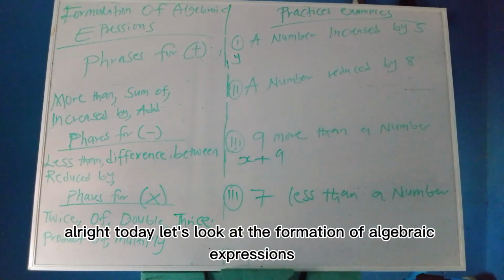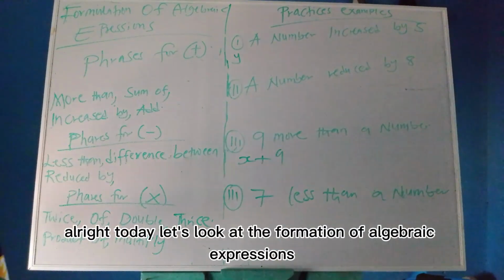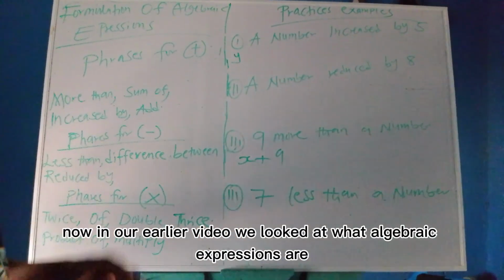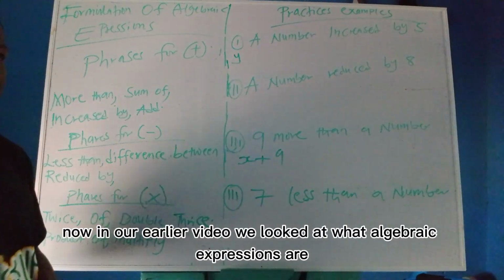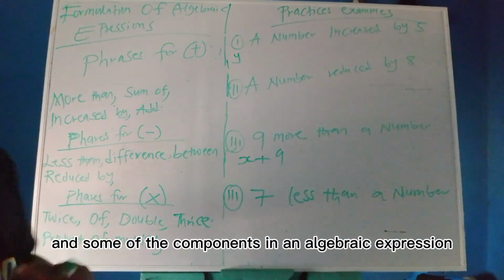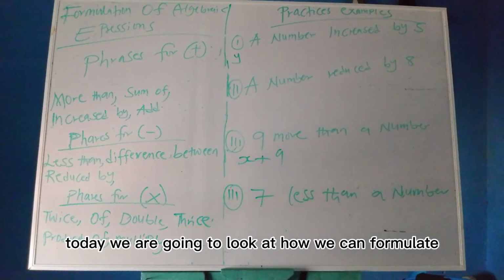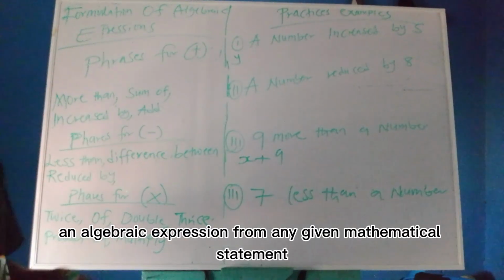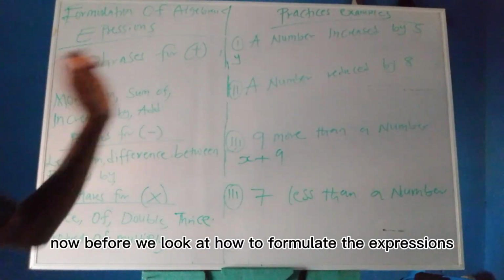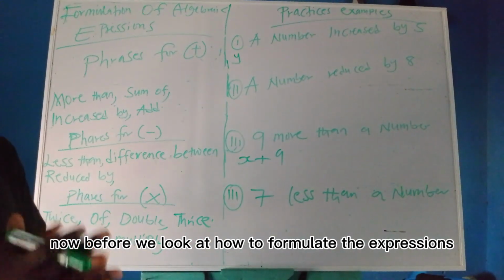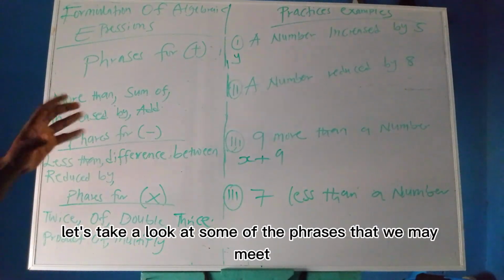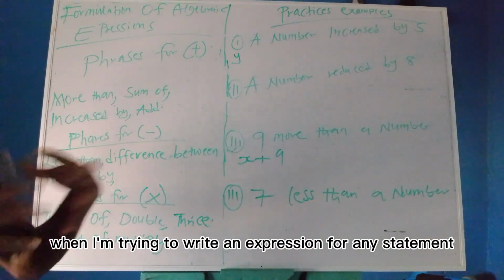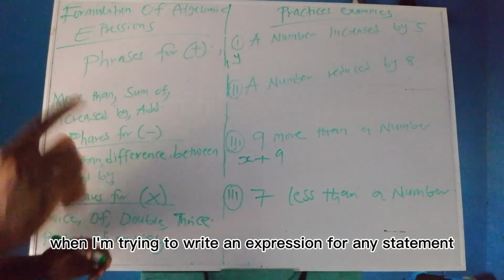All right. Today, let's look at the formulation of algebraic expressions. Now, in our earlier video, we looked at what algebraic expressions are and some of the components in an algebraic expression. Today, we are going to look at how we can formulate an algebraic expression from any given mathematical statement. Now, before we look at how to formulate the expressions, let's take a look at some of the phrases that we may meet when trying to write an expression for any statement.